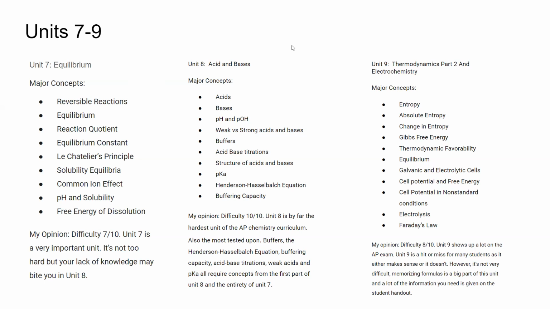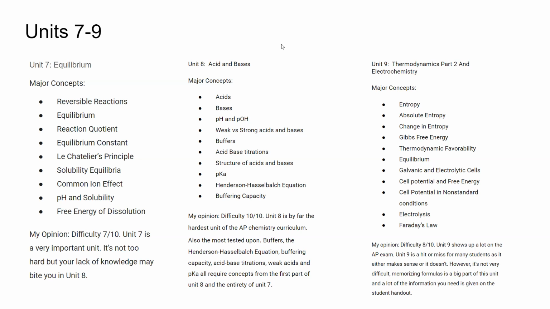Unit 8 is acids and bases. The major concepts are acids and bases, of course, pH and pOH, which is basically measuring the strength of an acid, the concentration of acid. Weak versus strong acids and bases. Once you deal with weak acids, it starts to become a little more confusing. There'll be a lot of calculations and a lot of concepts that you have to memorize and know very thoroughly, especially once you move on to buffers.